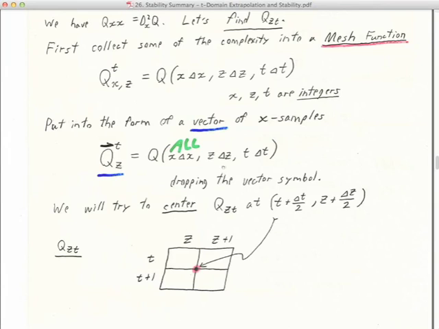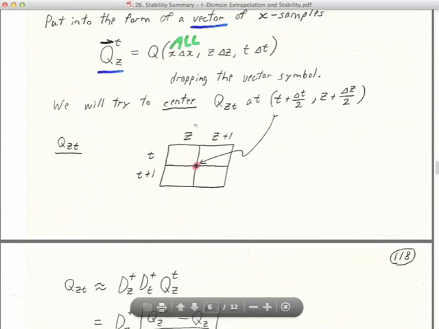So we're going to drop the vector symbol, and using this notation, we're going to try to take that difference, first in z, and then another difference in t, and we're going to try to center that. So now, thinking of the x vectors as going into the screen, we're going to try to center the whole calculation on this point, t plus delta t over 2, or t plus half, as I might call it, and z plus delta z over 2, or z plus half.